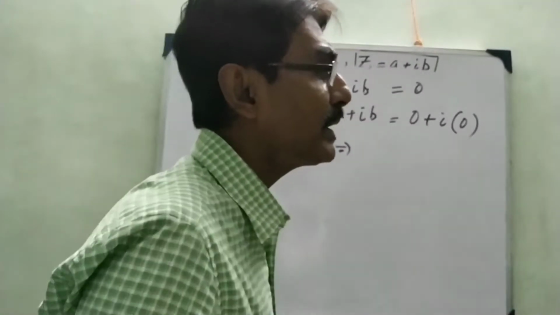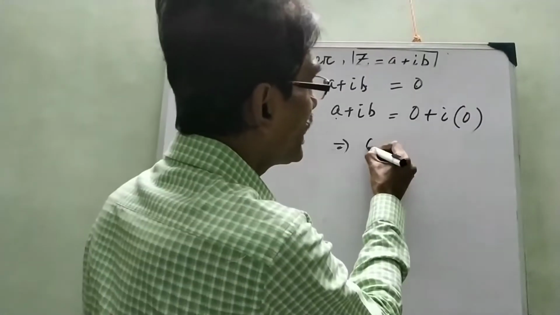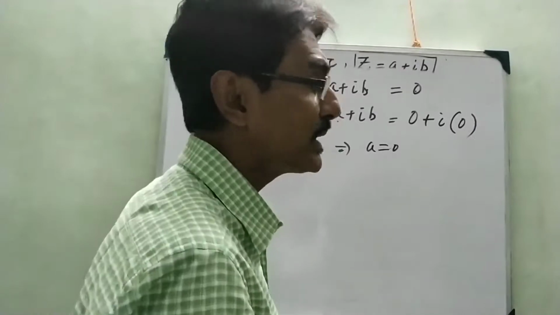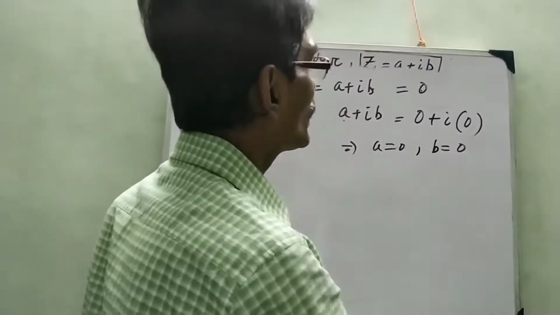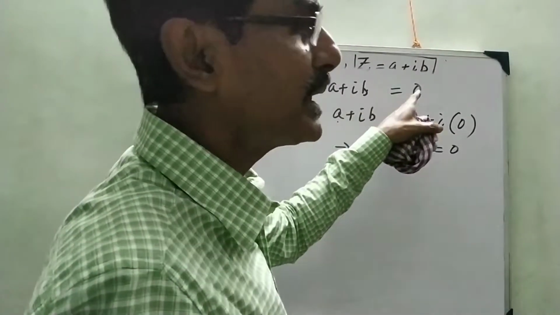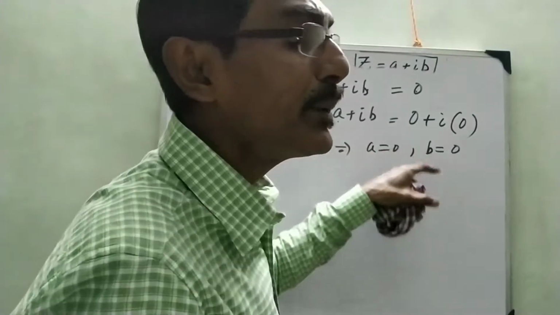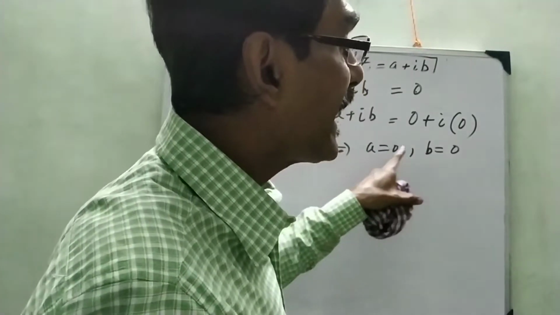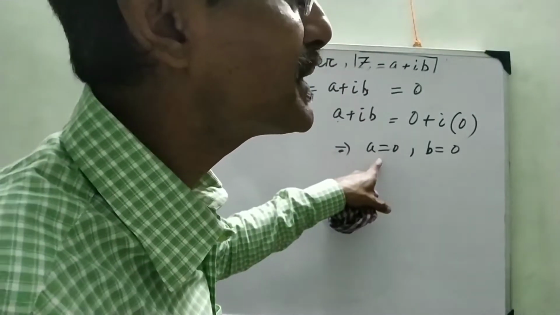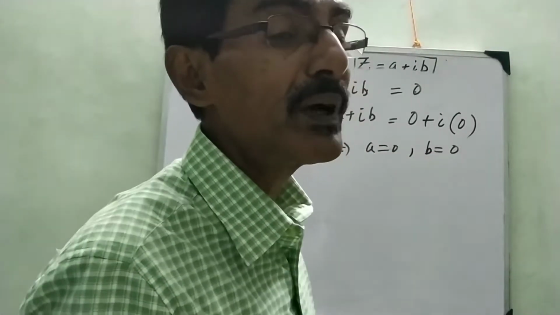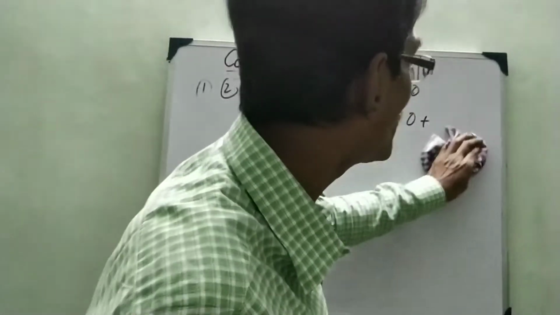Again, if we compare like the first property I discussed, a must be equal to 0, comparing the real parts, and comparing the imaginary parts, b is also 0. So when a complex number is 0, both the real part a and the imaginary part b are 0. Firstly, a and b, both real numbers, should be 0. That means the real part must be 0 and the imaginary part must be 0.